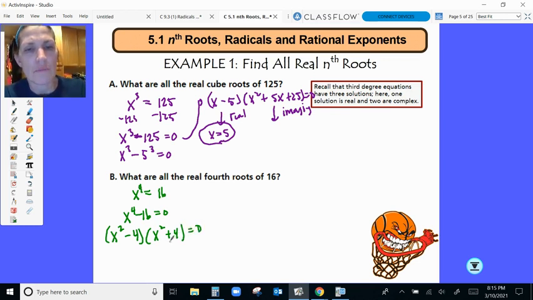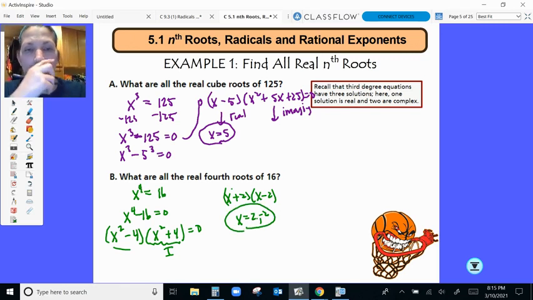Now this one would end up being, again, imaginary, right? Because if I subtract 4, I'll end up with a negative radical. But this one right here, I can factor to x plus 2, x minus 2. And so that would end up being x equals 2 and negative 2. So I end up with two roots, right? Negative 2 to the fourth power is 16 and positive 2 to the fourth power is 16.